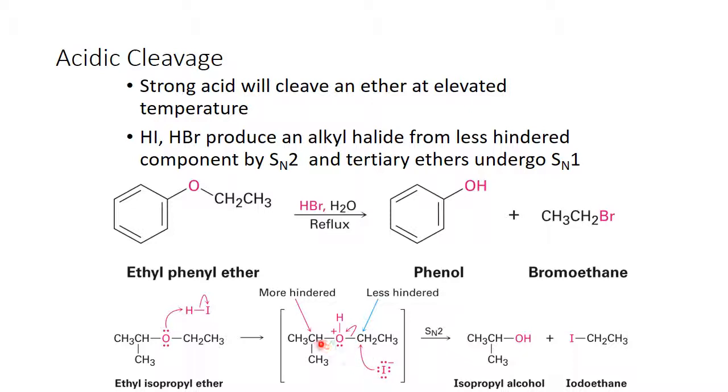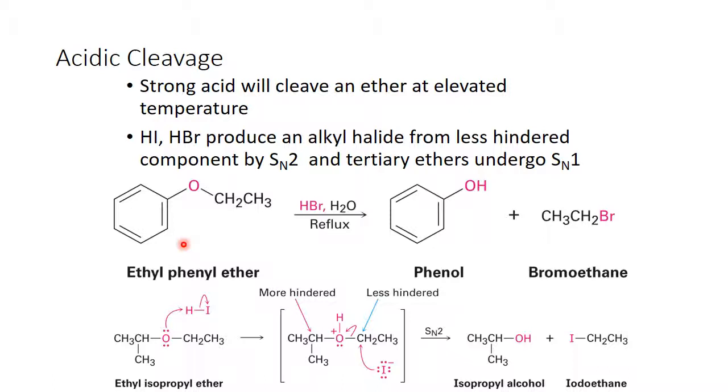The iodide is going to do an SN2 because this is secondary and this is primary. So it's going to go ahead and do a fast SN2 on this primary carbon, and then this will be my leaving group. That gives me the isopropyl alcohol over here and an iodoethane.